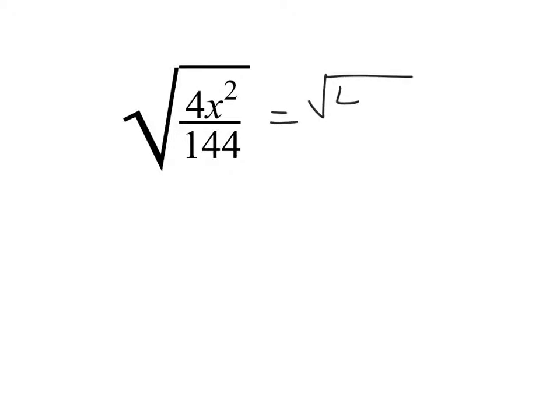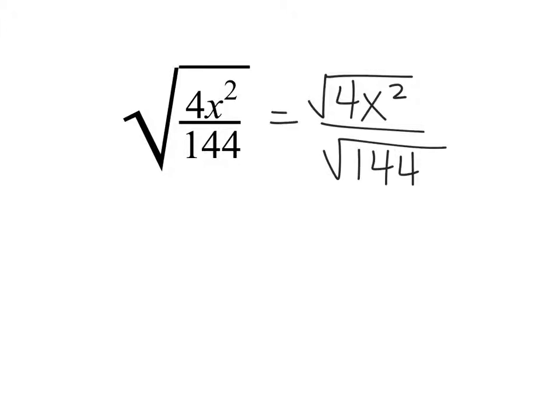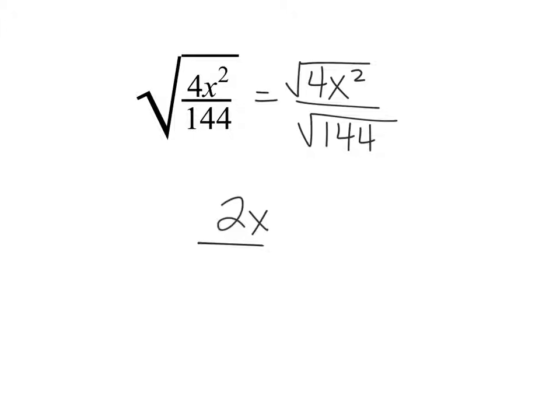These are both perfect squares, so it will work out nicely. What's the square root of 4x squared? 2x. And the square root of 144? 12. The square root of 4x squared is 2x because 2 times 2 is 4, and x times x is x squared. But this is not done. Can we simplify that? 2 over 12. What can 2 and 12 both divide by? 2. So you need to do that.